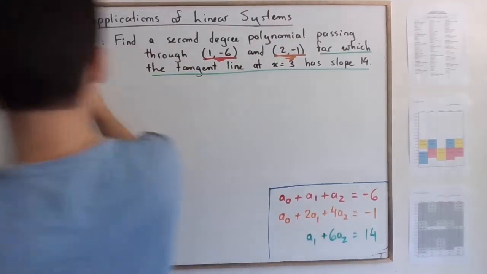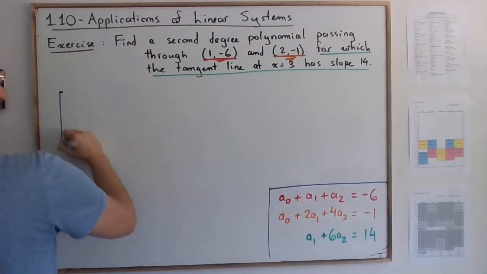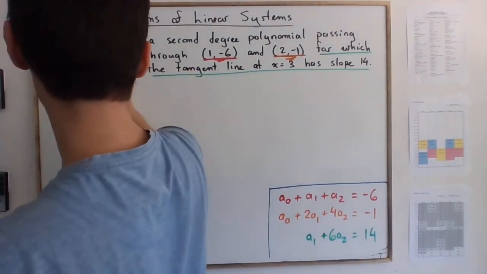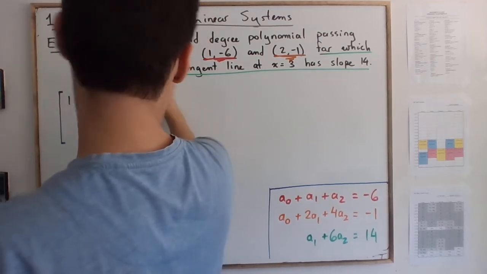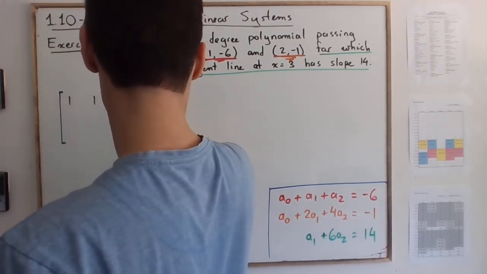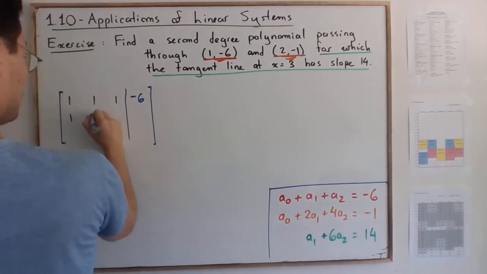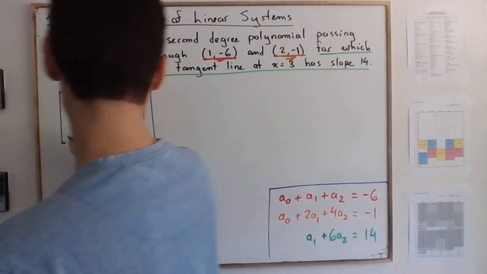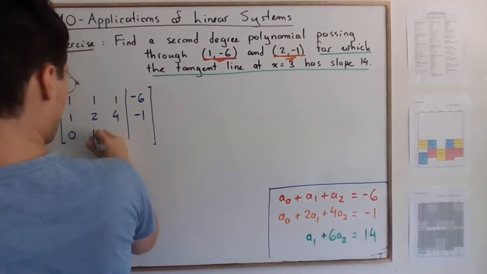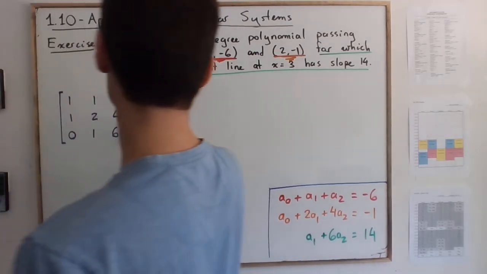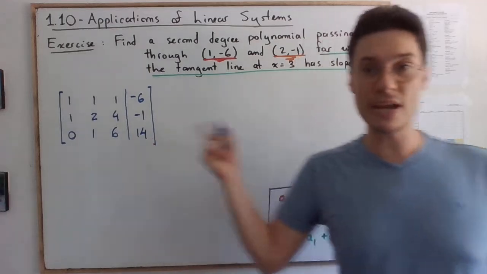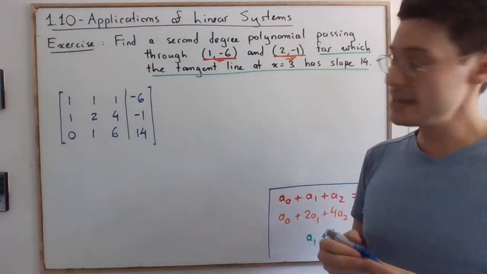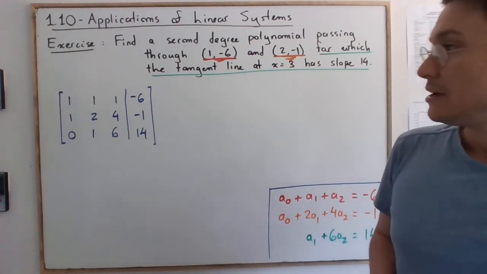So I'll drop the color coding here. 1, 1, 1, and then -6. 1, 2, 4 with -1. And finally 0, 1, 6, 14. Okay, so these are our three equations that we put in the matrix in order to solve it.